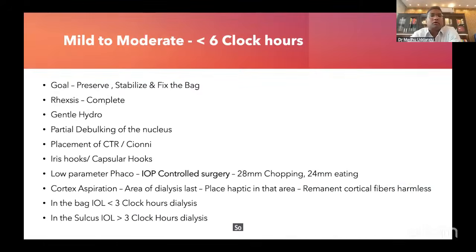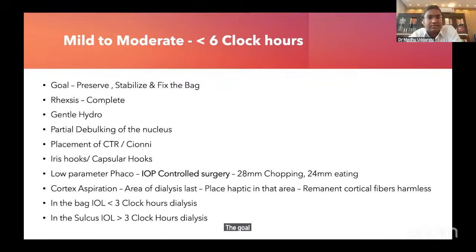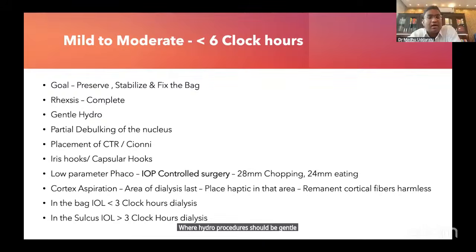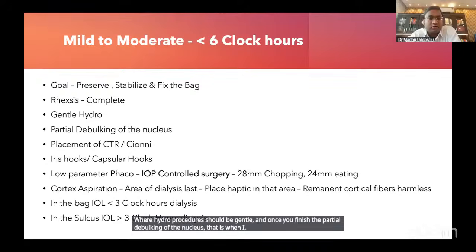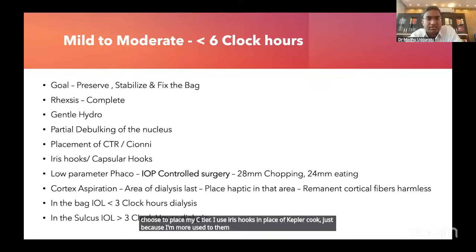So now I'll go grade wise. When it comes to mild to moderate, that is when the zonular dialysis is less than 6 clock hours, the goal is to preserve, stabilize and fix the bag. The main thing here is to get your rhexis complete. It need not be circular, but you should complete the rhexis in whichever way possible. Your hydro procedure should be gentle. And once you finish the partial debulking of the nucleus, that is when I choose to place my CTR. I use iris hooks in place of capsular hooks just because I'm more used to them, but ideally you should use capsular hooks.